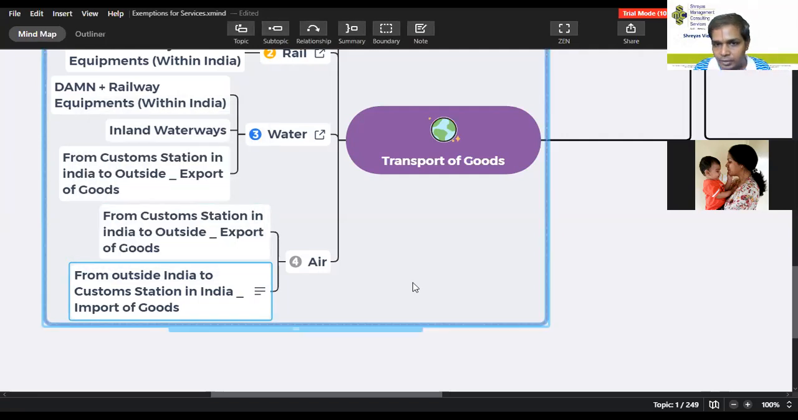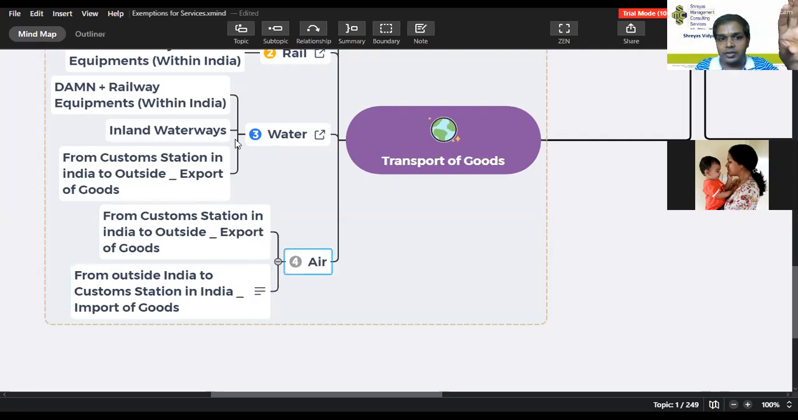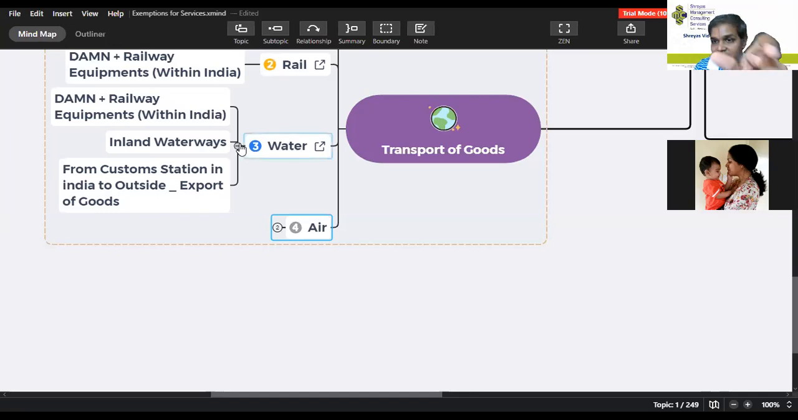Okay, so let me complete it now. This is transport of goods, road, rail, water and air. Road, all are exempt. Only GTA and CA are taxable. And in GTA CA also we saw for GTA they have again exemption for specific letters.